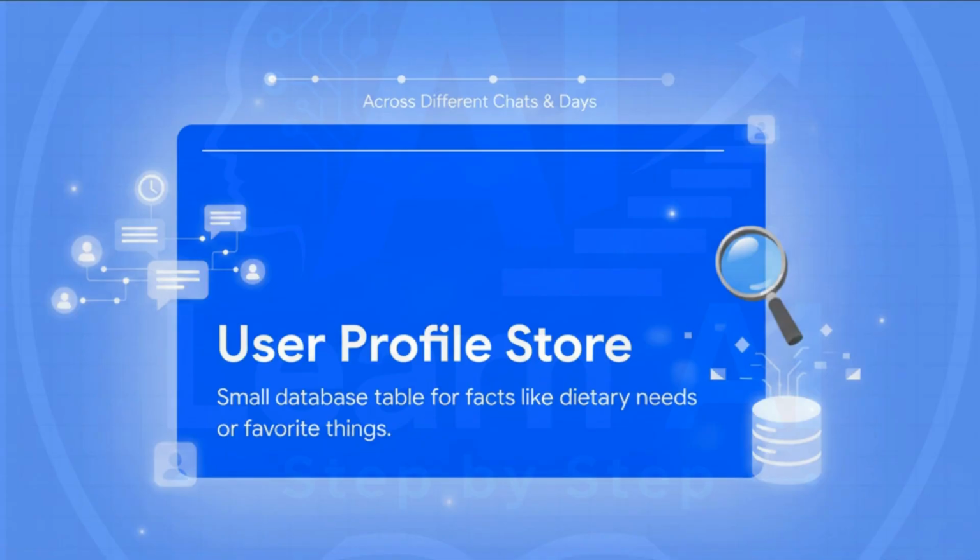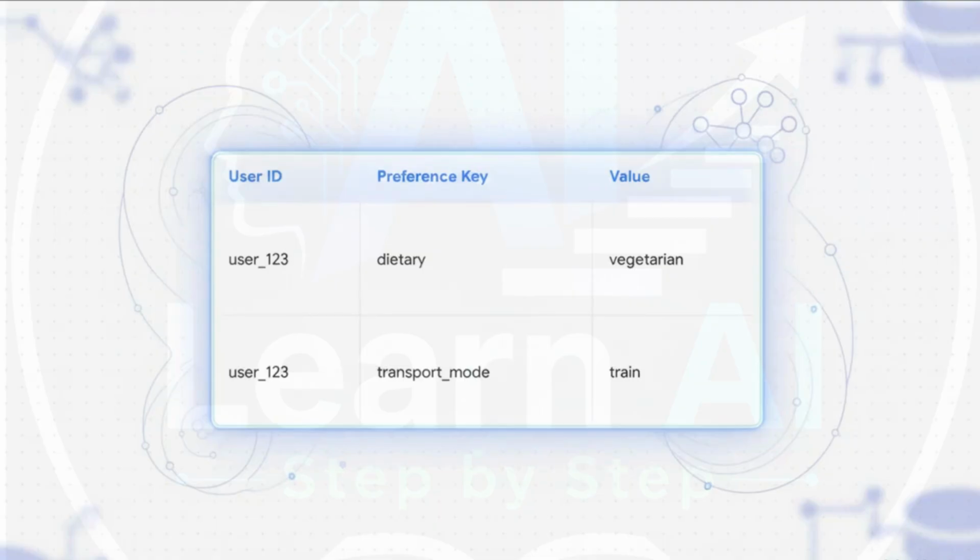Think of this as a small, highly structured database table that's designed specifically to save important, long-term facts. Things like dietary restrictions or maybe preferred travel methods, and it keeps those facts accessible across entirely different chats on entirely different days. It sounds simple, but this exact mapping is what gives your agent the foundation it actually needs to feel like a truly personalized assistant when a user returns.